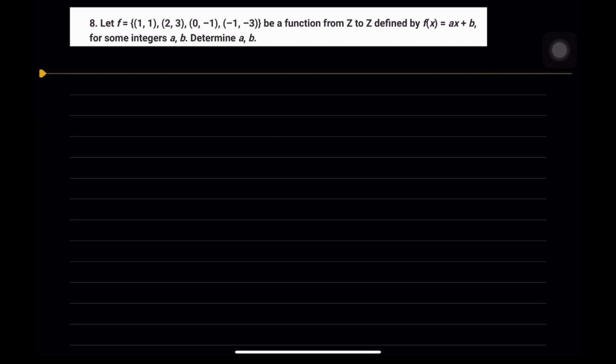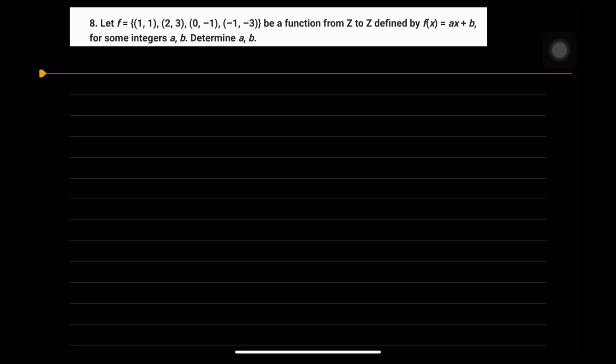8th problem. Let f be equal to the set of all ordered pairs (1, 1), (2, 3), (0, -1), (-1, -3) be a function from Z to Z defined by f of x is equal to ax plus b for some integers a, b.